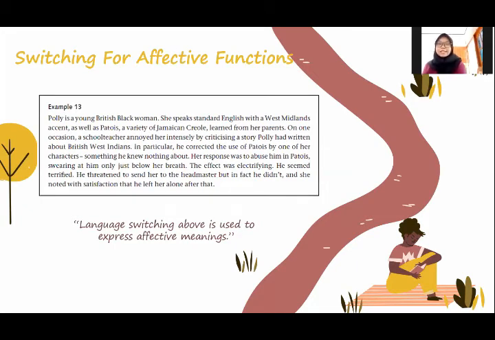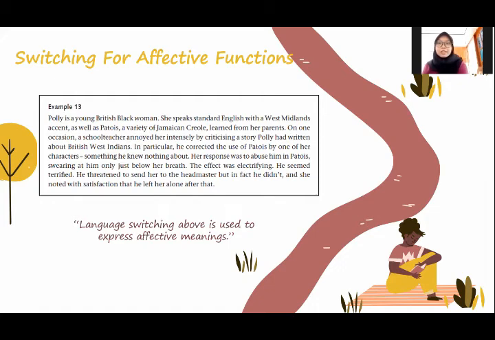To understand this part, let me read the text first. Polly is a young British black woman. She speaks standard English with a West Midland accent as well as patois, a variety of Jamaican Creole, learned from her parents. On one occasion, a school teacher annoyed her intensely by criticizing a story Polly had written about British West Indians.